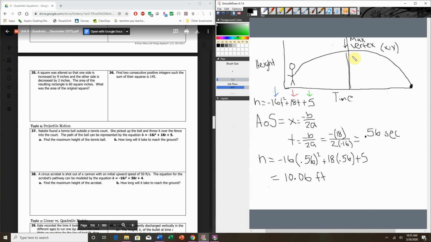So recapping, in order to find the maximum height of this tennis ball, this is asking us to find the vertex of this problem, but not just the time. It's asking us to find the height of that problem. So we have to find our x and y, but using that x, we're able to find our y, but in this case, y is our height.